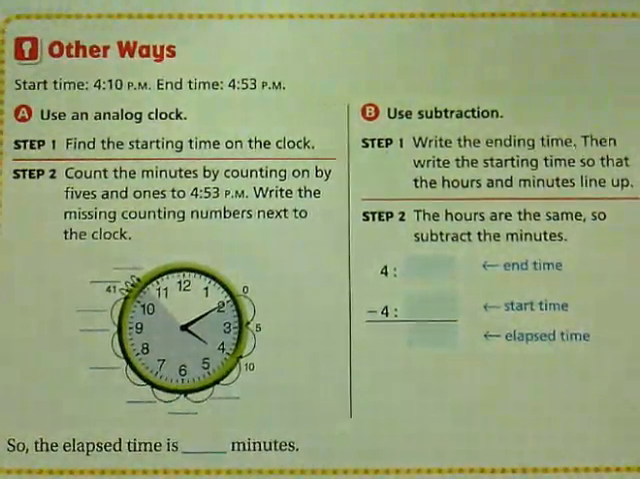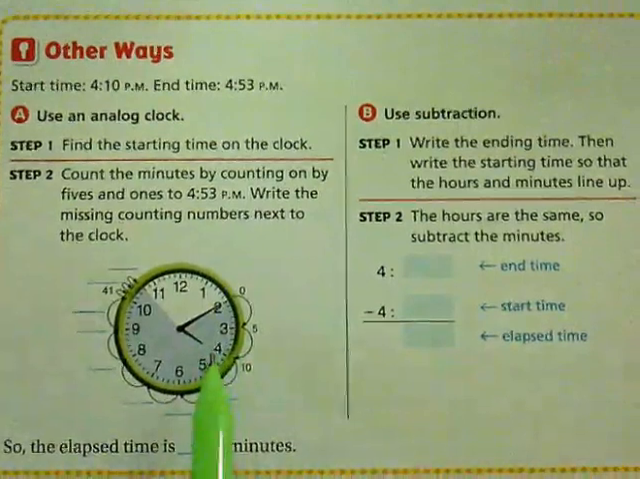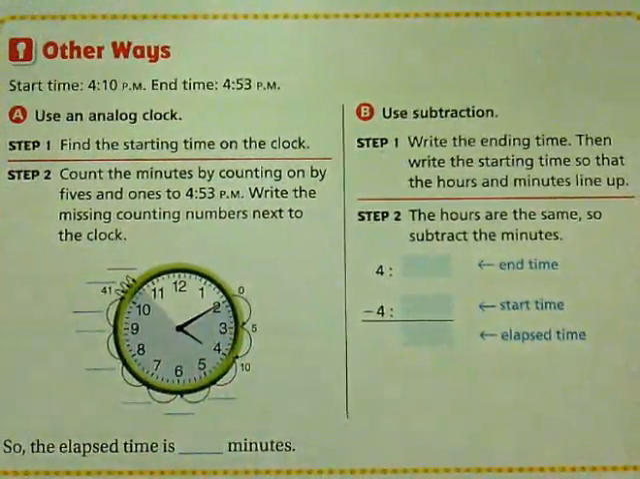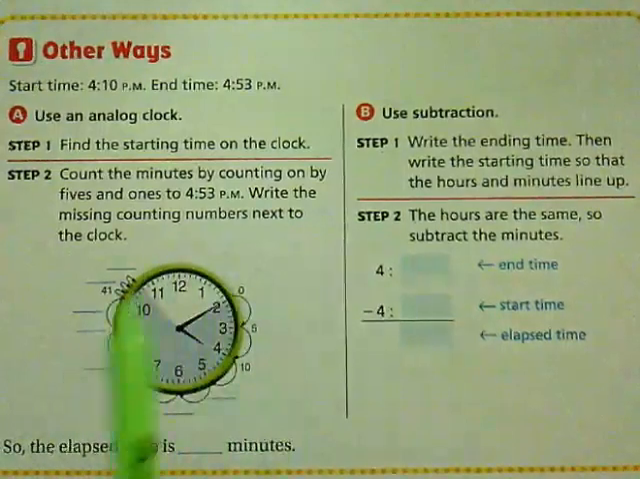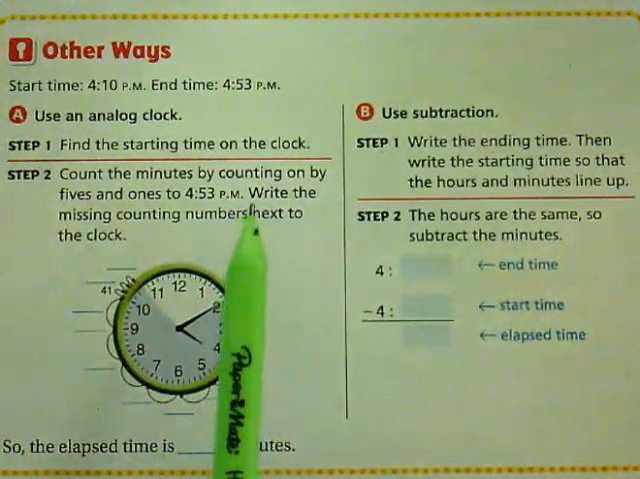So this is a second way to find elapsed time. The first way we learned was using a number line, and that was on our previous slide. This time we're actually going to use an analog clock. And if you watched the videos that were your lesson today on Canvas, you saw how to use an analog clock in one of those videos. So let's try it here.